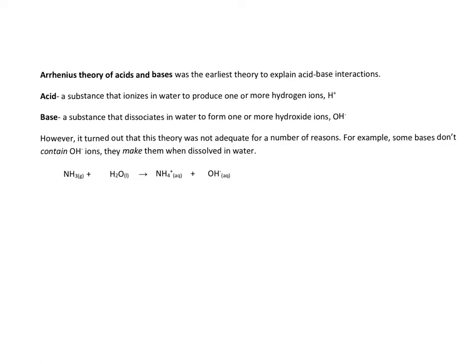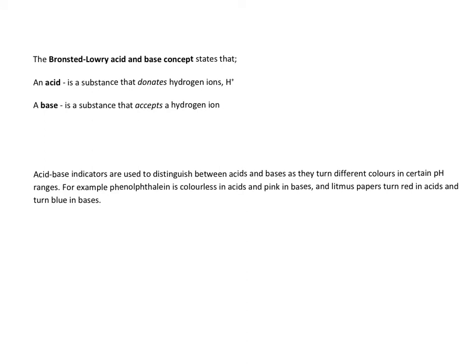So if you are a substance that produces H+ ions, you are an acid. If you produce hydroxide ions, you're a base. Since then, we've refined the theory, and now we use the Bronsted-Lowry concept, which is that a substance will donate or accept hydrogen ions. An acid donates hydrogen ions, and a base is a substance that accepts hydrogen ions.